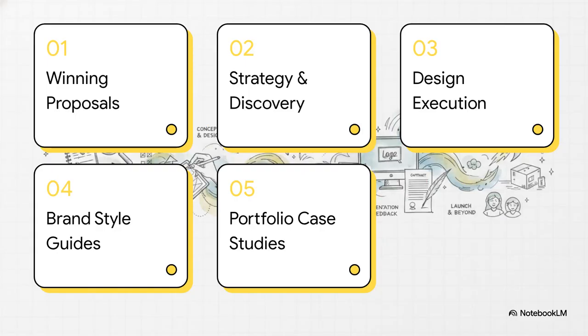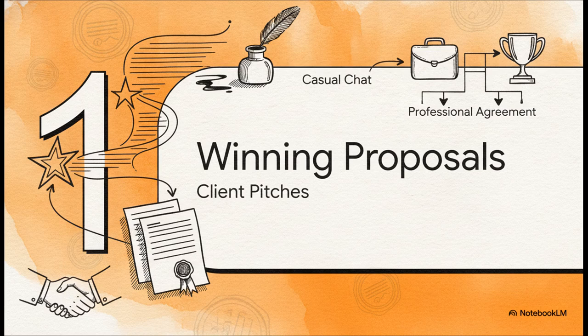All right, here is the chronological roadmap for our explainer today. 1. Winning proposals. 2. Strategy and discovery. 3. Design execution. 4. Brand style guides. And 5. Portfolio case studies. Let's dive right in. Section 1.